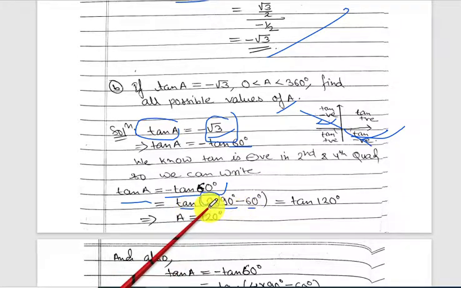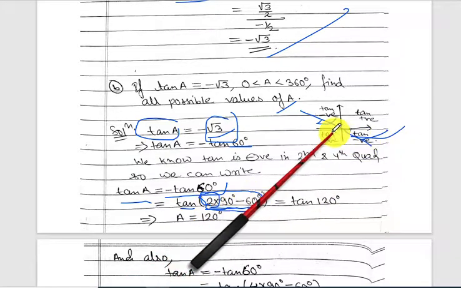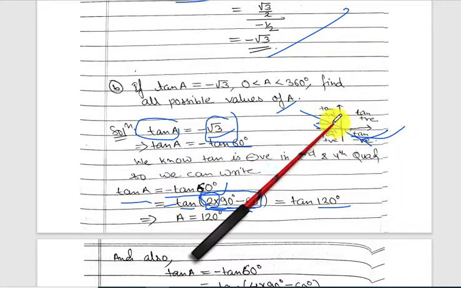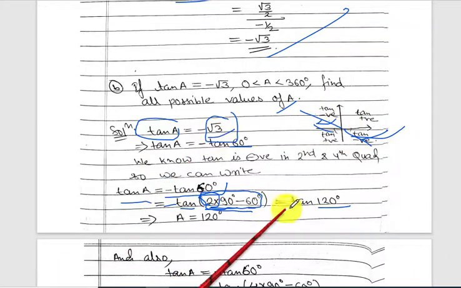If you see this whole angle, this lies in the second quadrant. Okay, because 2 into 90 is 180, and 180 minus something means second quadrant. So minus sign will come over here. So minus tan 60 can be written as tan 2 times 90 minus 60. That means tan 180 minus 60 equal to 120. So the required angle in the second quadrant, for which you are getting minus root 3, is 120. So a equal to 120, first possible value.